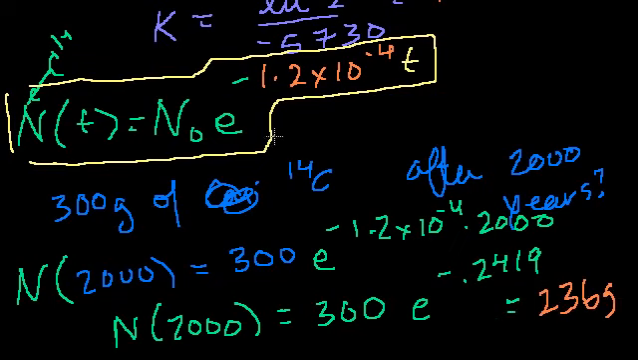So just like that, using this exponential decay formula, I was able to figure out how much of the carbon I have after an unusual period of time, a non-half-life period of time.